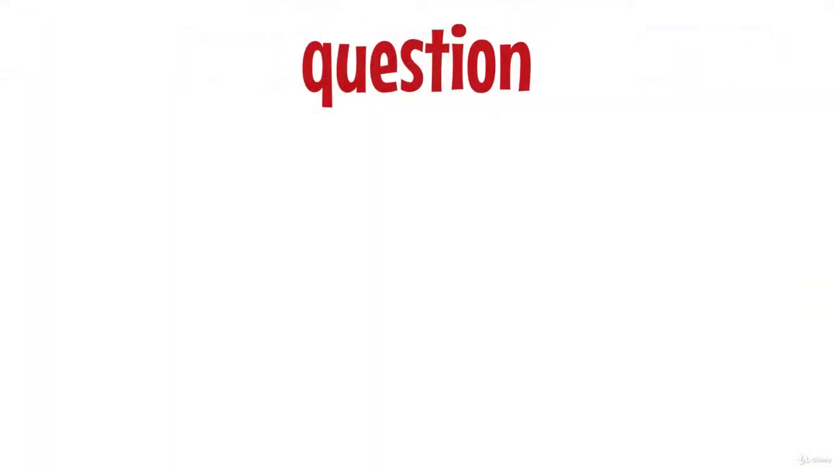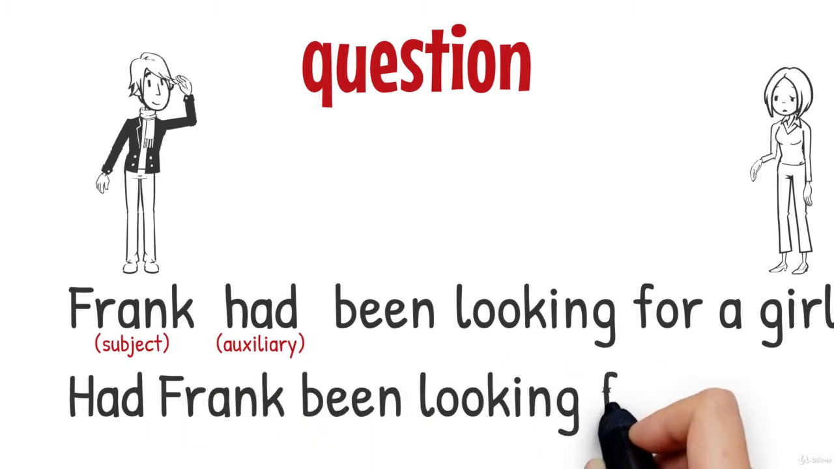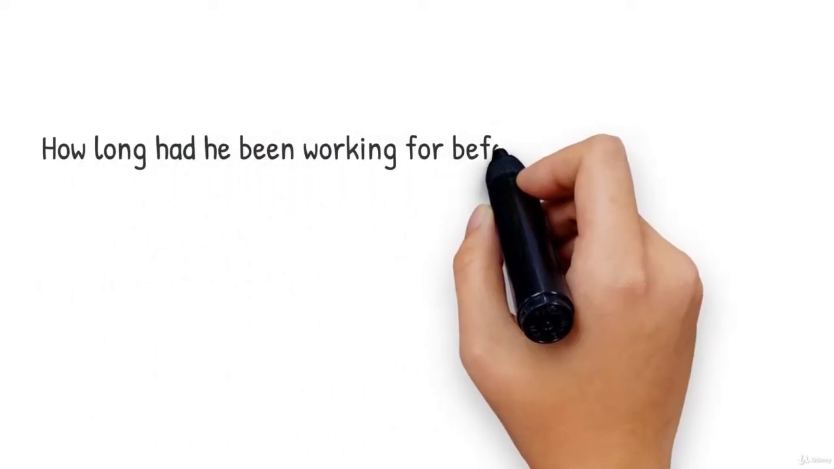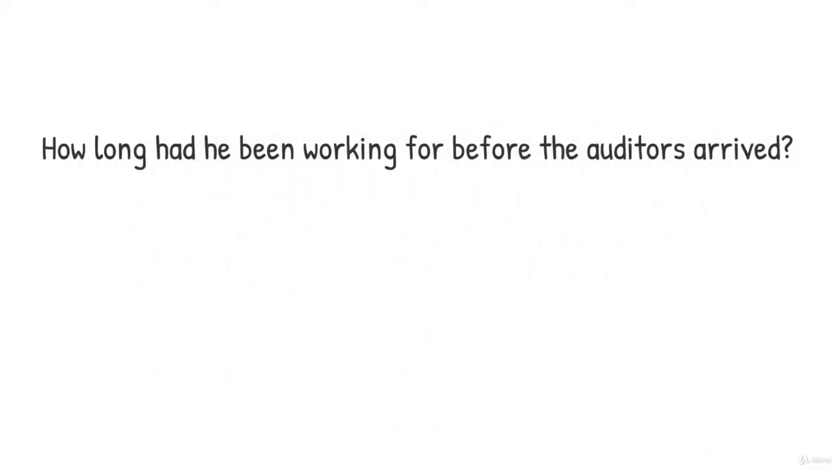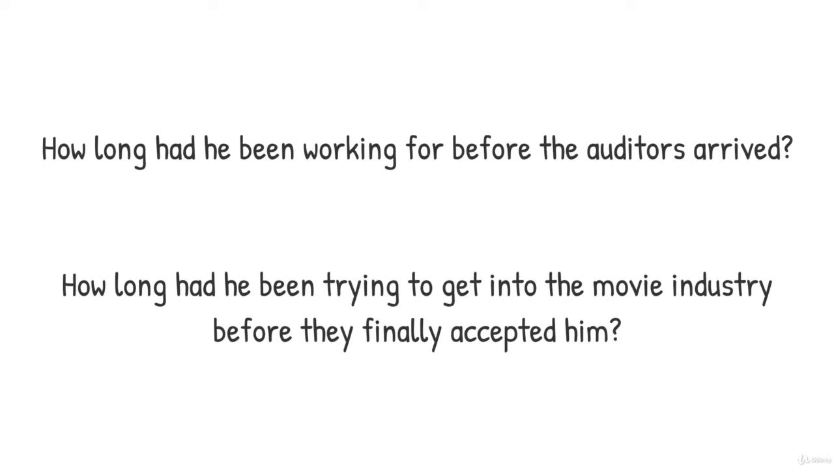Okay, to make a question, we put the auxiliary verb had before the subject, not after it. For example, how long had he been working for before the auditors arrived? How long had he been trying to get into the movie industry before they finally accepted him?